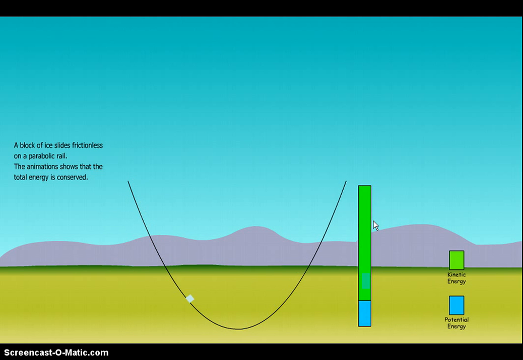In the real world, there would be a third sort of source of, not really energy, but there would be a third bar here, which is friction. And we would see that this piece of ice would eventually stop moving because friction is going to cause energy to be lost to the surroundings as heat.